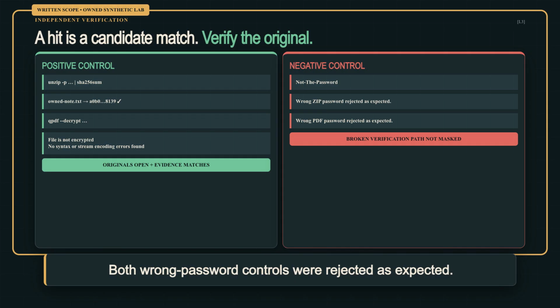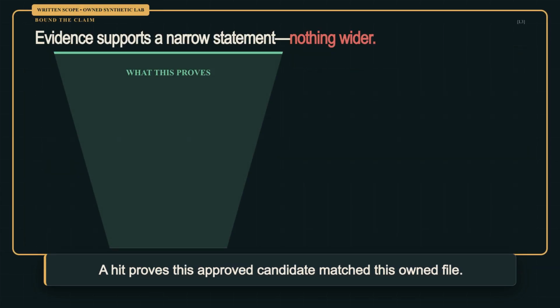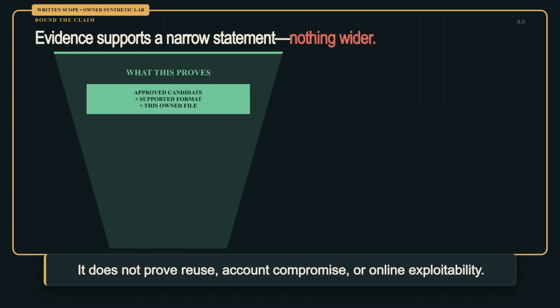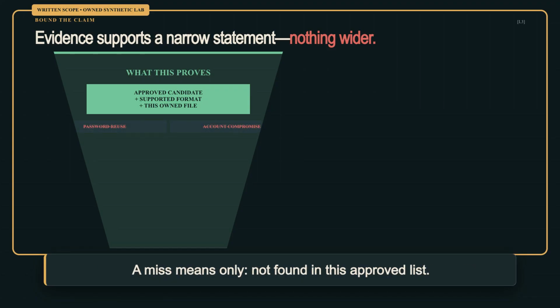Read the result narrowly. A hit proves one approved candidate matched this file's supported format. It does not prove password reuse, account compromise, online exploitability, or that every similarly protected file is weak. A miss means only not found in this approved list and does not prove security.